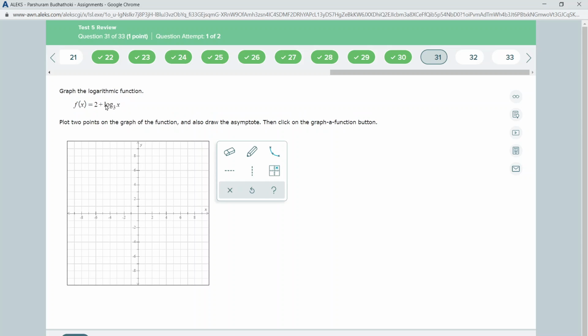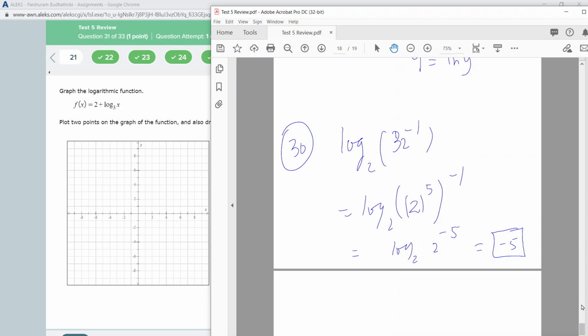So once again, this is log base 3 of x. It's a log function, and we're adding 2, so it's a vertical shift. So you have to know the log function first, and then it's just a vertical shift up.